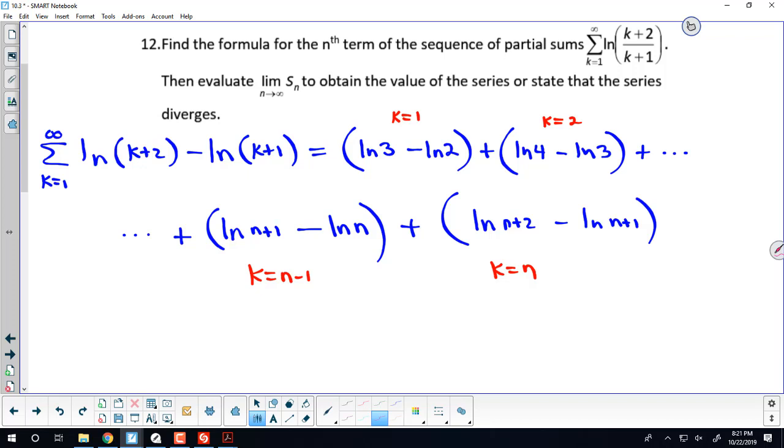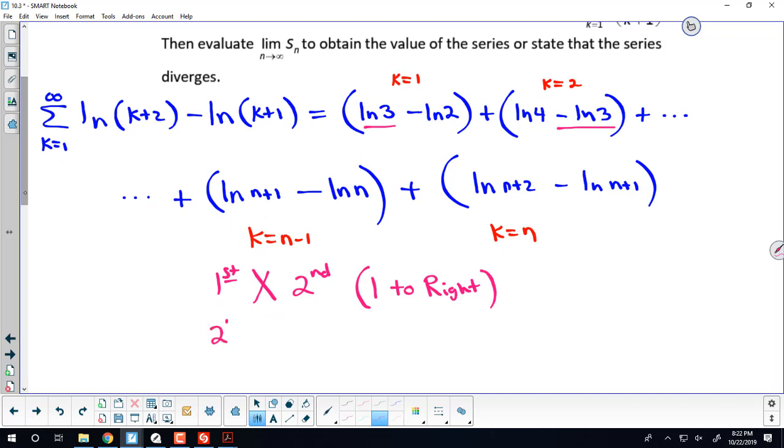So our cancellation here, we can look at it in 2 ways, but these 2 terms are canceling. So if we say the first pair here, that first term cancels with the second term in the pair that's 1 to the right. And then we can flip it around. The second term in each pair cancels with the first of each pair if we look at it 1 to the left.